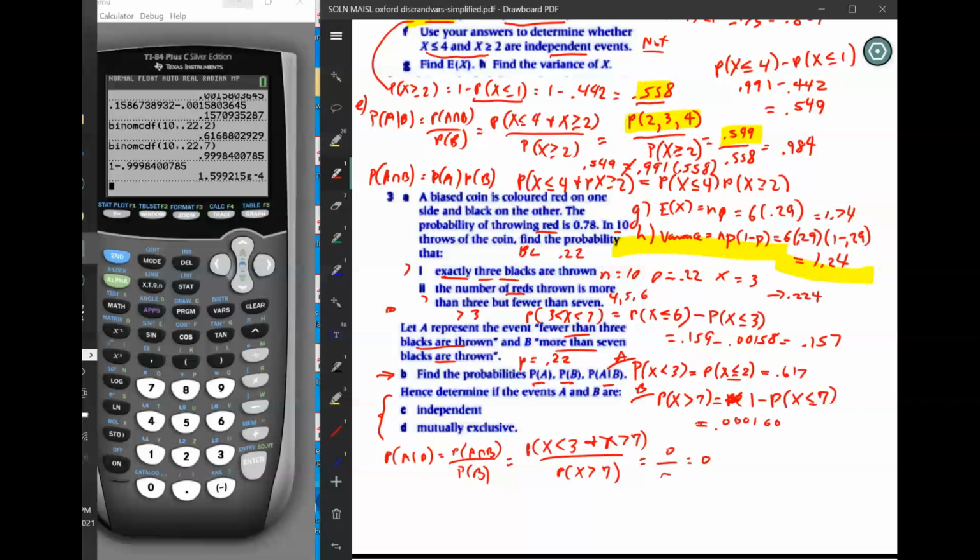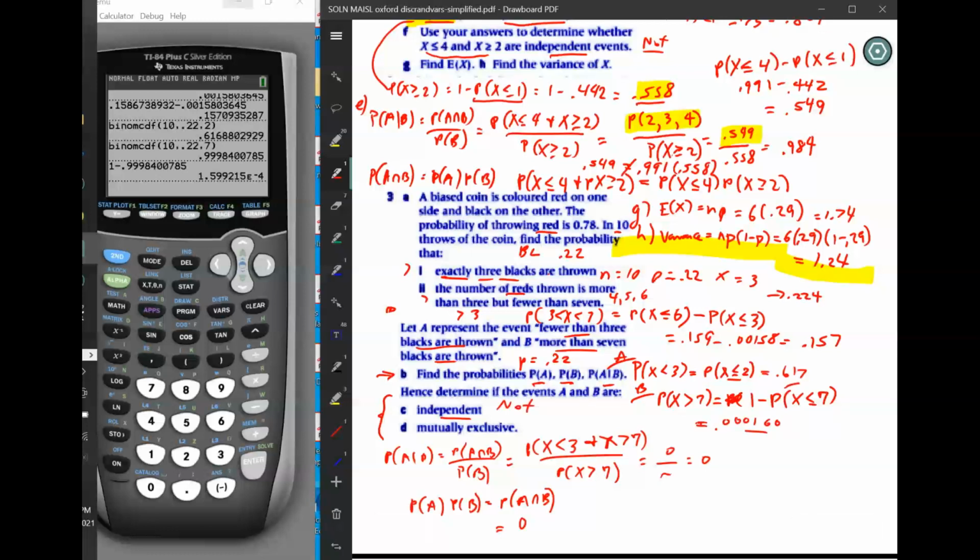Okay, so now, are the events A and B independent? The test for independence, remember, is to do the probability of A times the probability of B and test to see if it equals A and B both happening. The probability of A and B both happening is 0, and the probability of A happening is 0.617, and the probability of B happening is 0.000160. Multiplying those two together is not going to give you 0. So no, it's not independent.